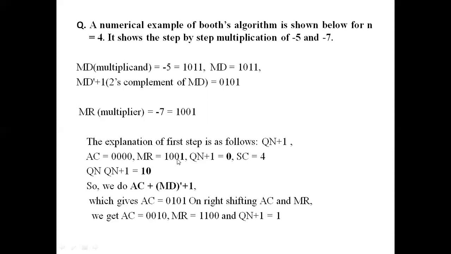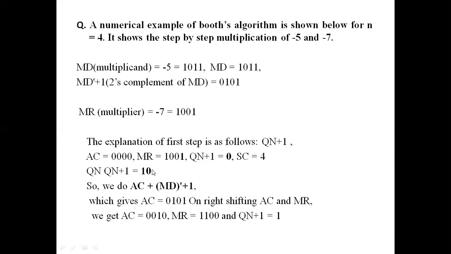that is 1 0 0 1. Okay, so the accumulator is 0, using 4 bits. And we know the initial value of SC, that means the number of bits used in the multiplier. How many bits are used in the multiplier? 4 bits: 1, 2, 3, 4. So here SC is equal to 4.